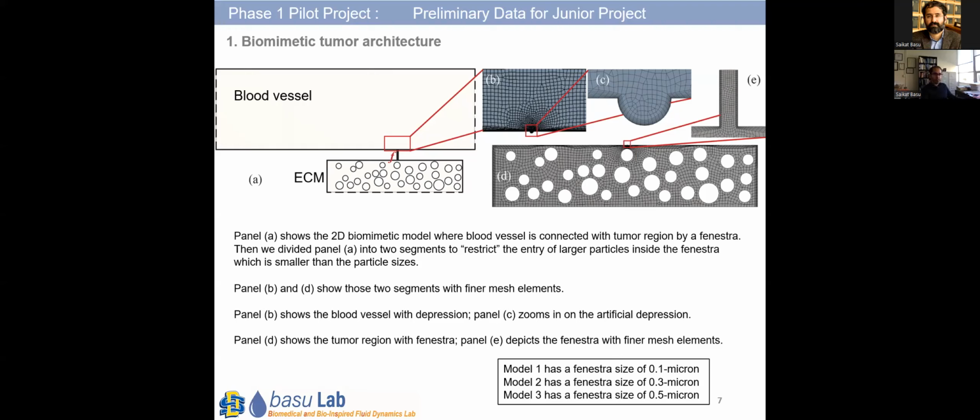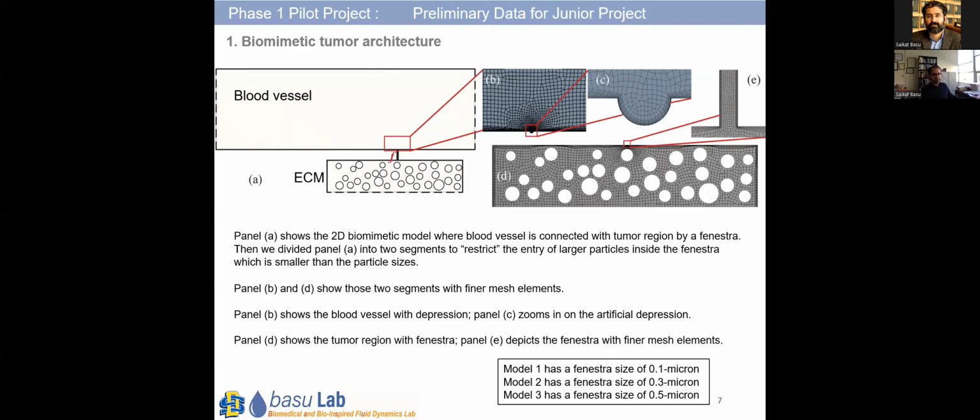Initially, we faced some computational issues. The multiphase domain in the blood vessel comprised the red blood cells, or RBCs, the white blood cells, or WBCs, and the plasma, and we detected that some RBCs were entering the fenestra. But that cannot be the case, as the RBCs at 7 to 8 microns are larger than the fenestra opening. So we modified our approach to a two-step simulation.